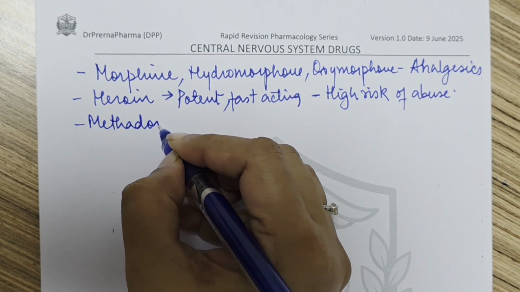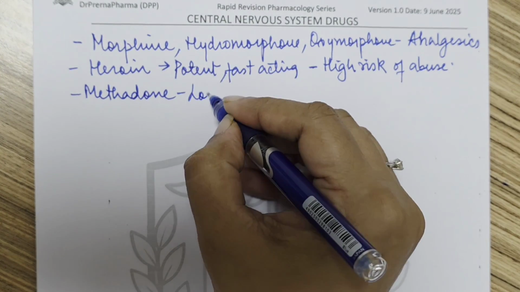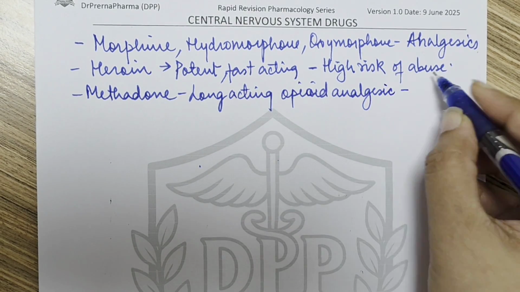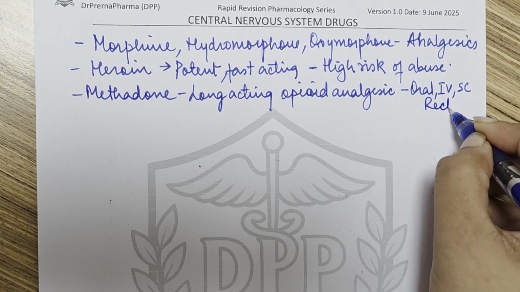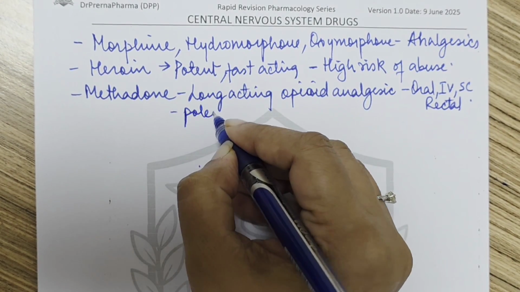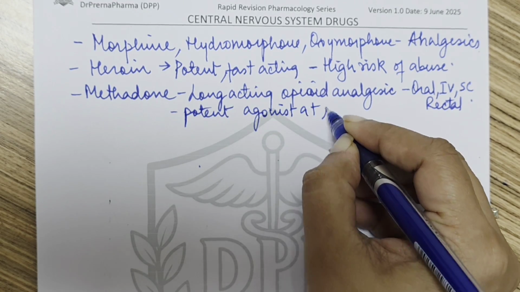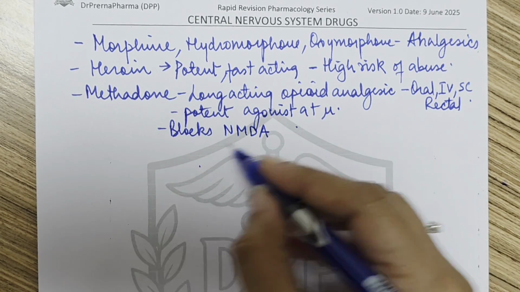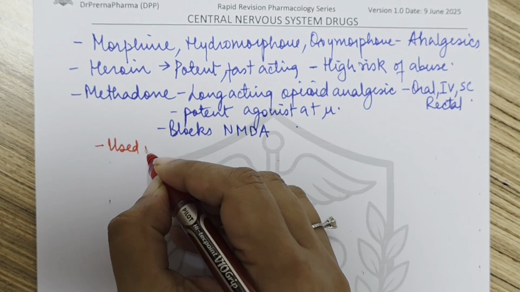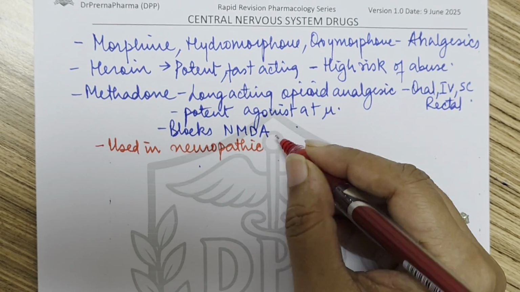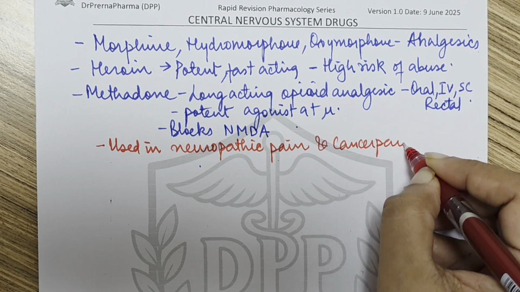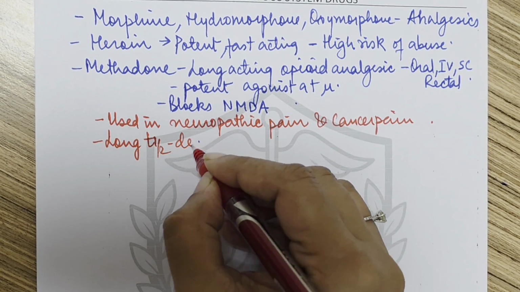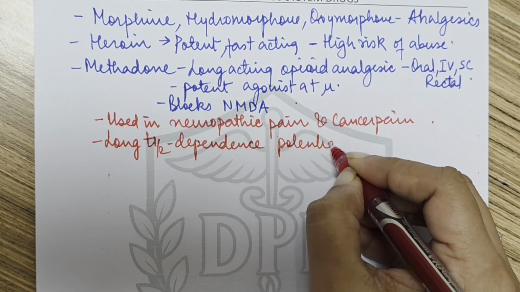Then we have methadone. Now what is methadone? Methadone is basically a long-acting opioid analgesic, and it is given by oral, IV, subcutaneous, rectal routes. Now this is a very potent agonist at mu receptor, and it also blocks NMDA receptors and reuptake. Because of these properties, it is used in neuropathic pain and cancer pain, which is not controlled by morphine. Plus, because of the long half-life, the dependence potential is very less, right?